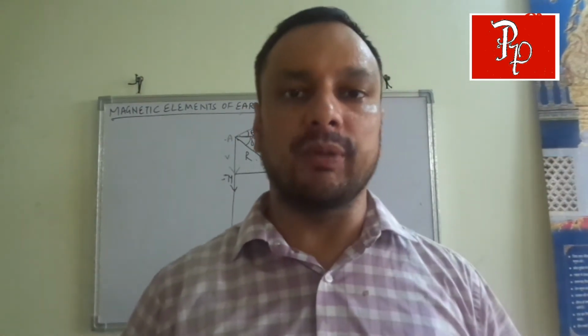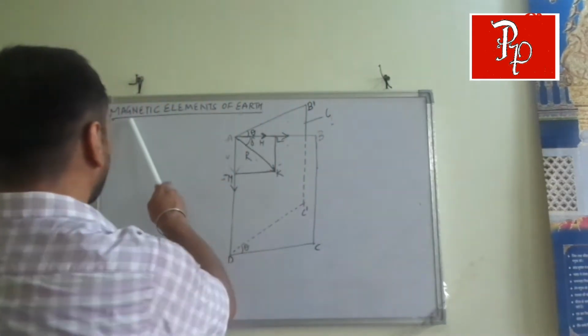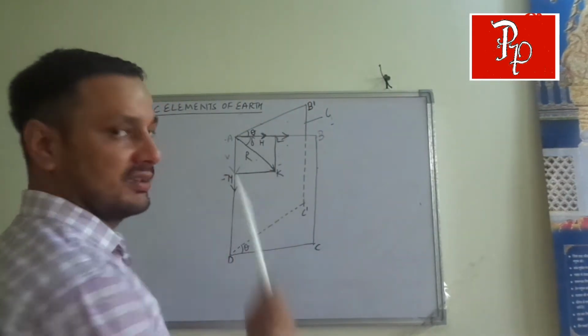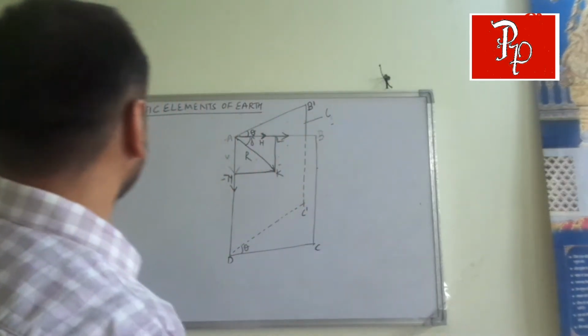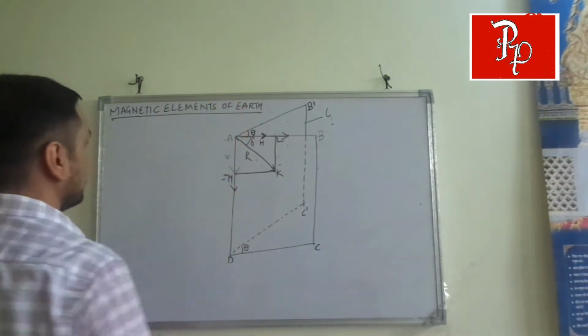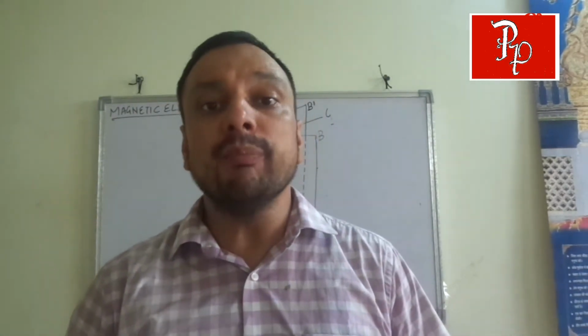Students, today our topic of discussion is magnetic elements of Earth. Magnetic elements of Earth at a place are the quantities which describe completely, in magnitude and direction, the magnetic field at that place. जो completely determine करता है direction को, magnitude को of particular place, that is your magnetic elements.